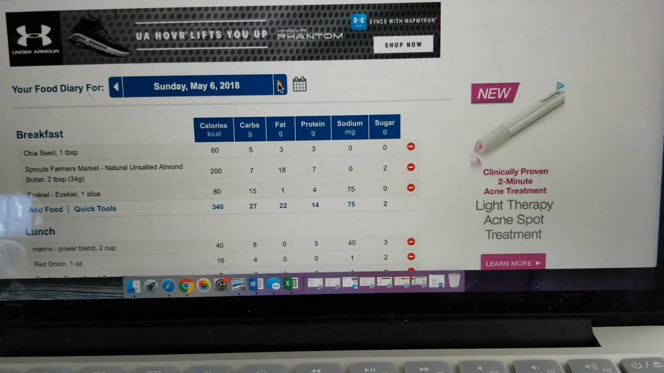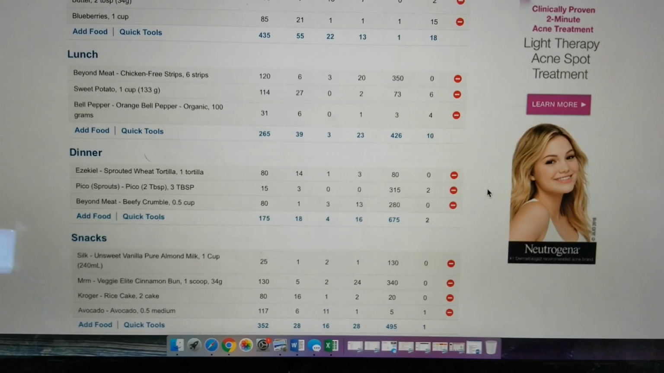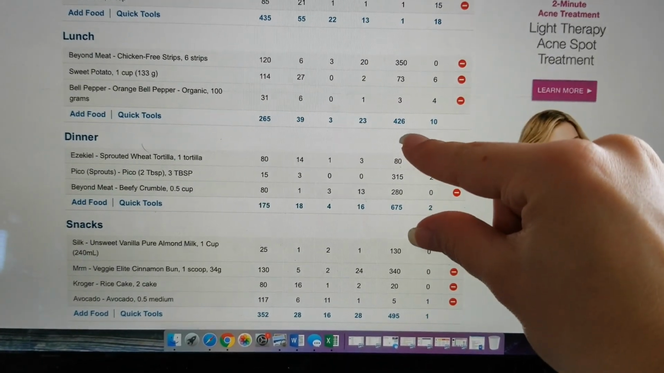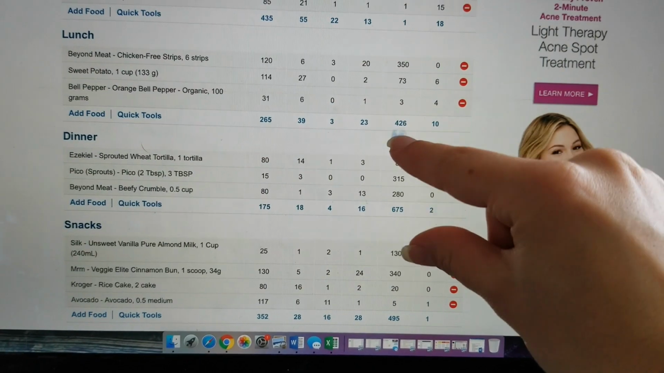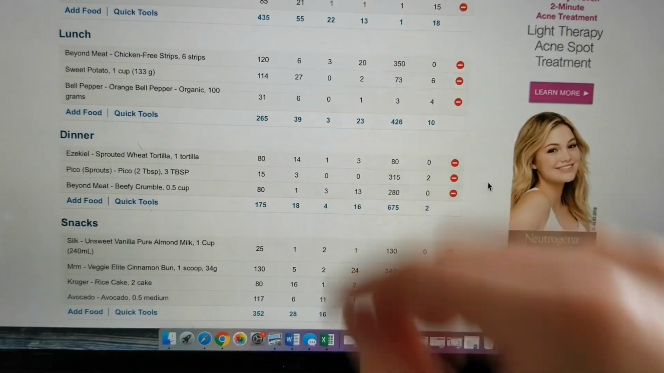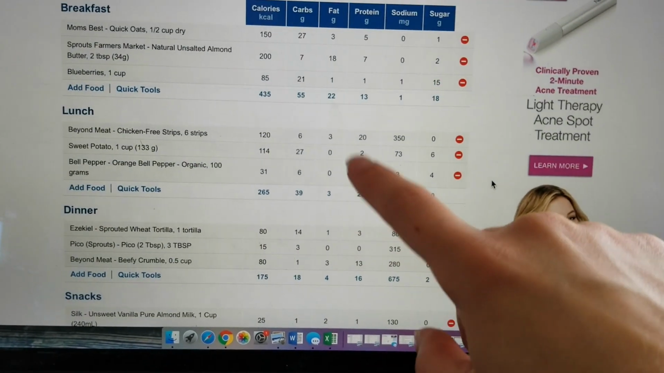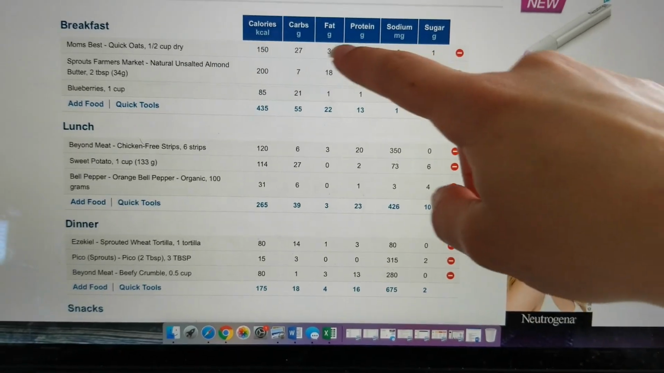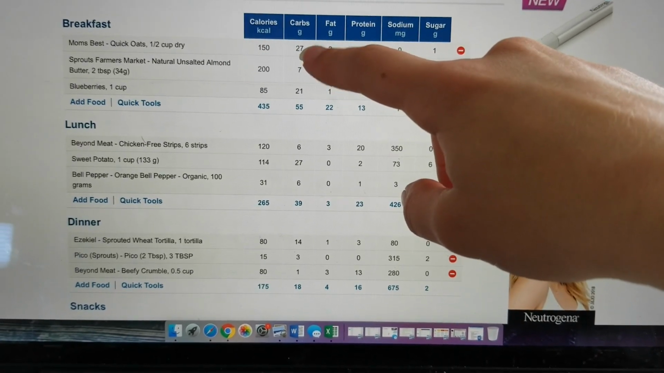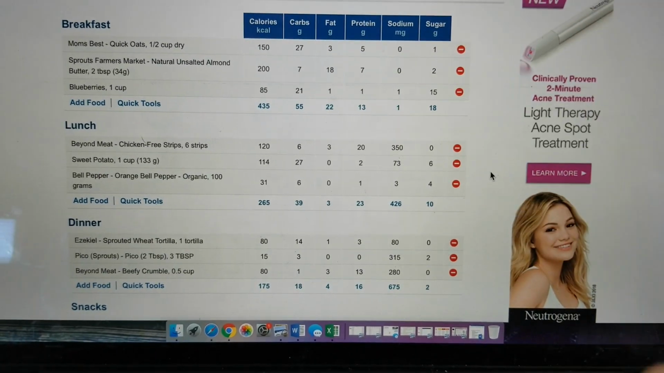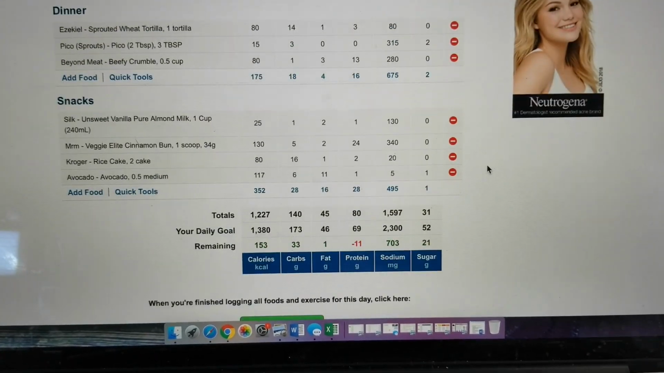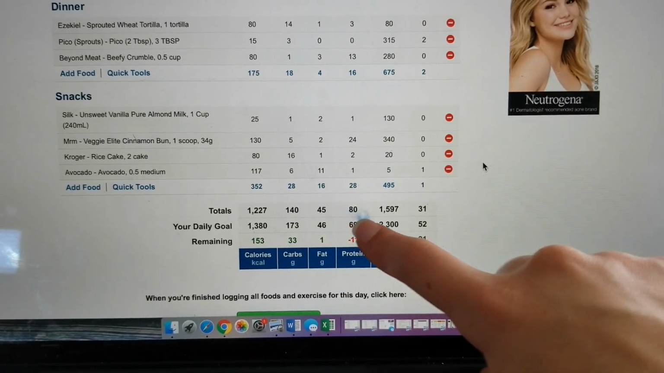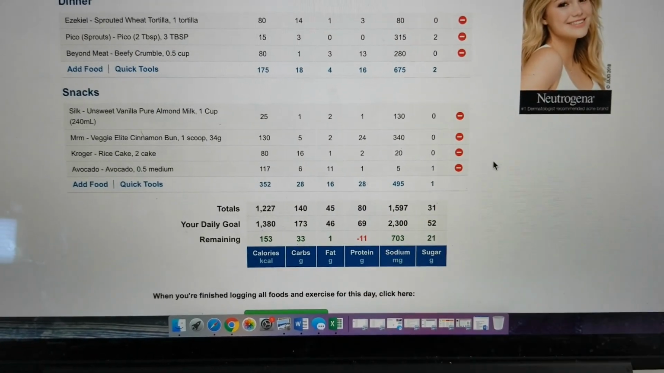Now for moderate carb day, same thing. I knew I wanted to have this meal because I had the food left over from last week, so I inputted that. Whatever was remaining, I figured out something to fit into my lunch. And then for breakfast, I was able to fit in oats, almond butter, and then blueberries. So moderate carb, 140, moderate fat, 45, and 80 grams of protein.